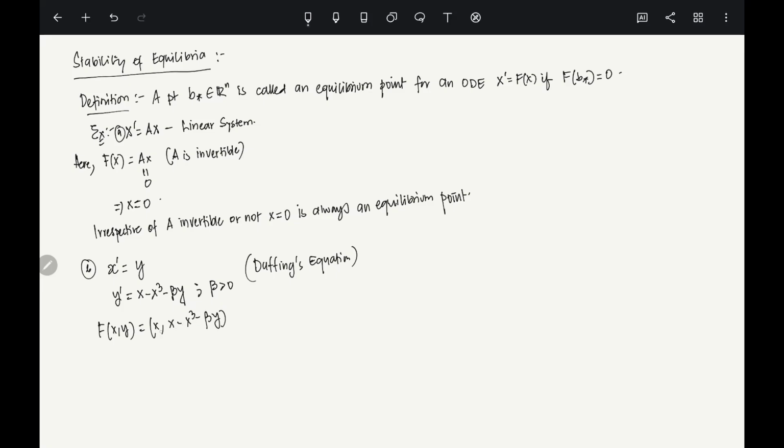For any equilibrium point, y has to be 0, so x equals 0 and then you have to evaluate. Essentially, if you just calculate this, this has equilibrium points 0, 0, and also plus minus 1, 0. So there are 3 equilibrium points for this system. Is it okay? So that's the idea.